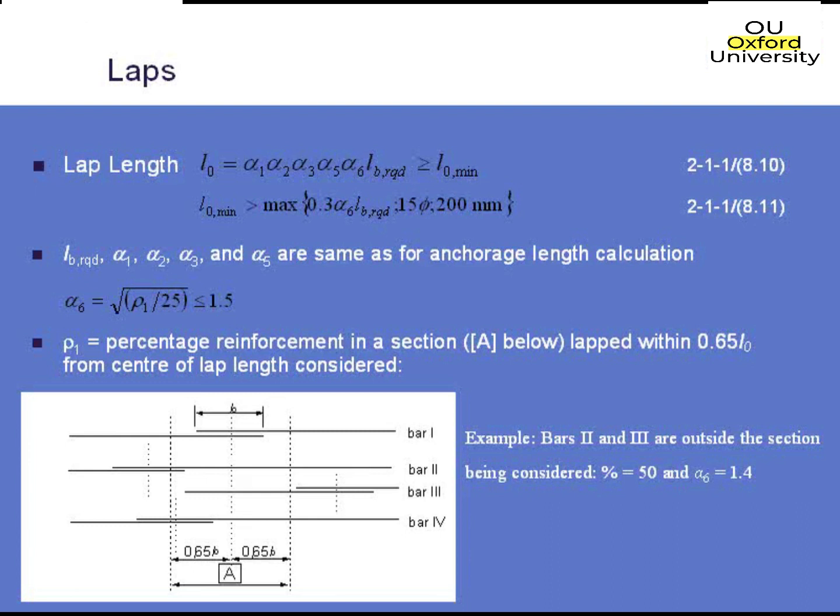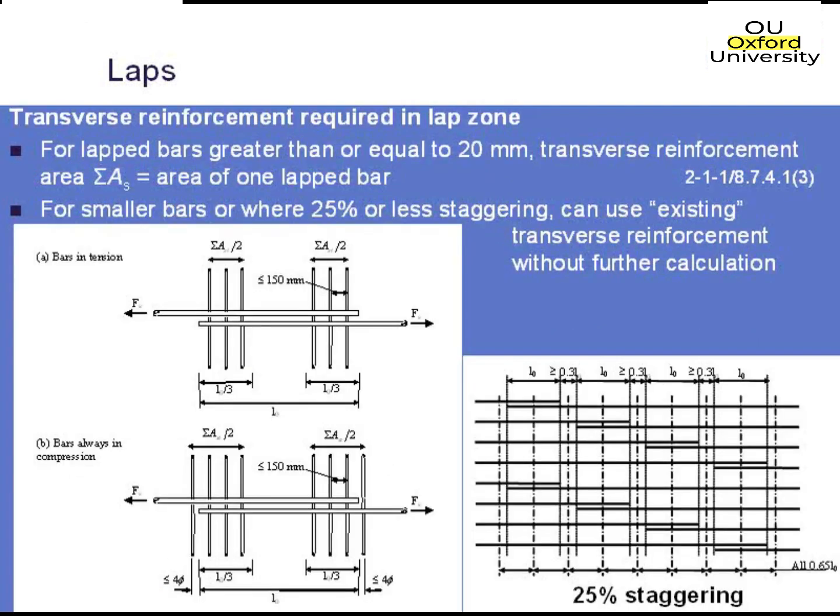So as I said, now I was going to show you a picture of a fully staggered lap in accordance with the Eurocodes, and that's a 25% staggering, and that's the one that's shown on the bottom right-hand corner here. That's a fully staggered lap in accordance with the Eurocode. Anything less than that, and you'll end up with an alpha 6 value bigger than 1. So it's basically a bit of a change to what we're used to.